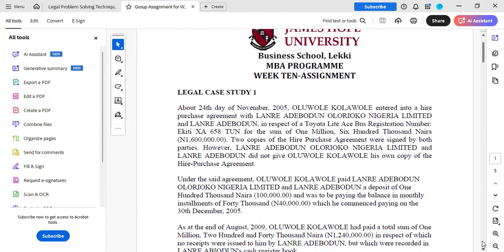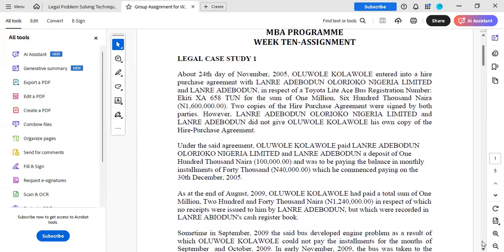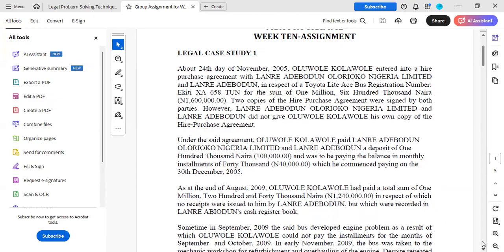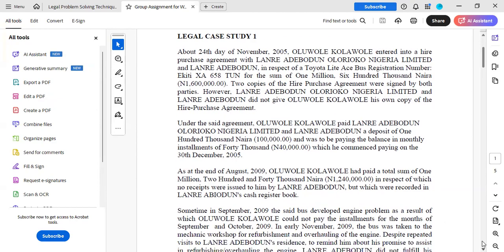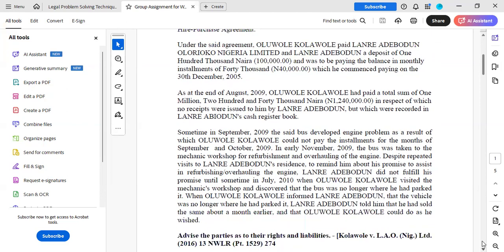About 24th of November 2005, Wole Kola Wole entered into a hire purchase agreement with Lanre Adebodun Nigeria Limited, Lanre, in respect of a Toyota, for the sum of 1,600,000 naira, and the two copies of the hire purchase agreement were signed by both parties. However, Lanre did not give Olowole Kolawole his own copy of the agreement. Under the said agreement, a deposit of 100,000 naira was to be paid, with the balance in monthly installments. By the end of August, he had paid a total of 1,240,000 naira, in respect of which no receipts were issued to him by Lanre.